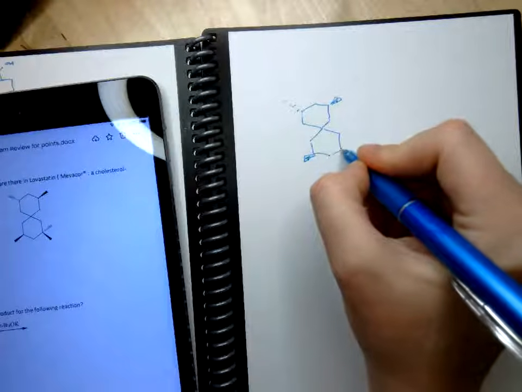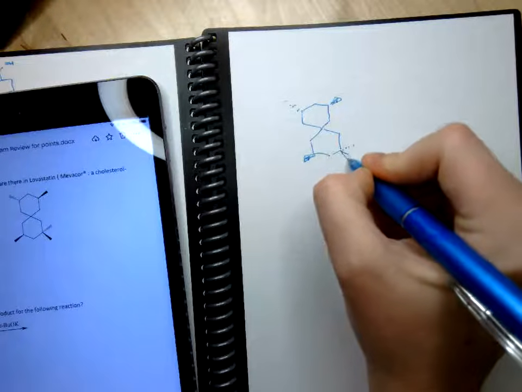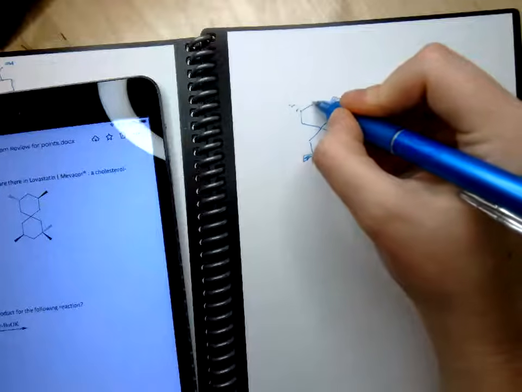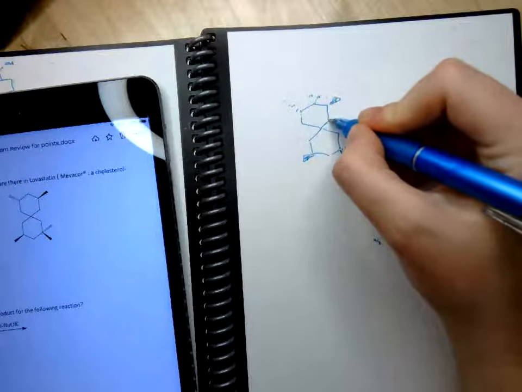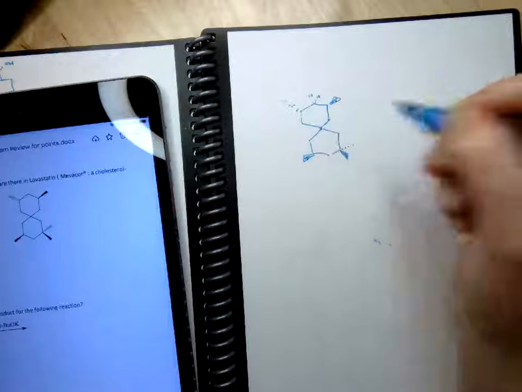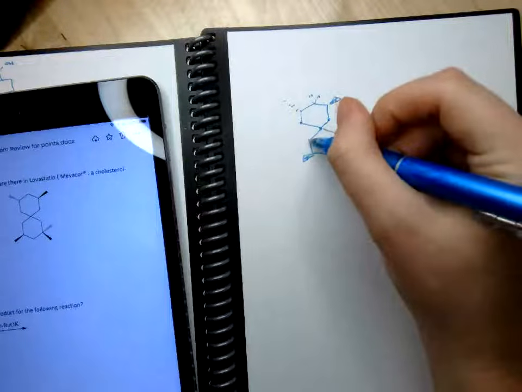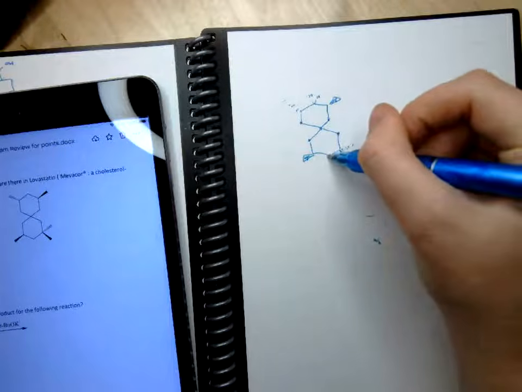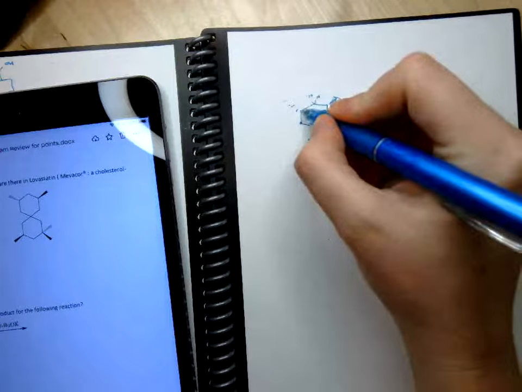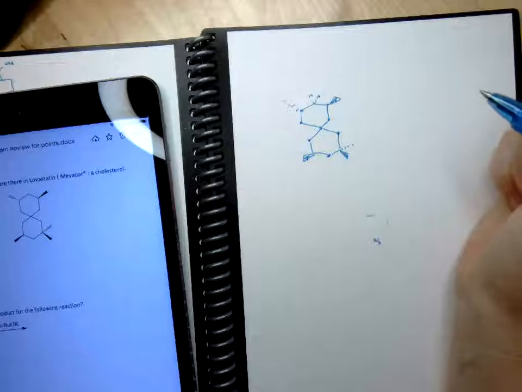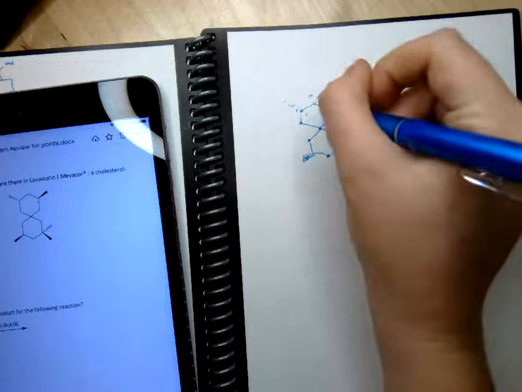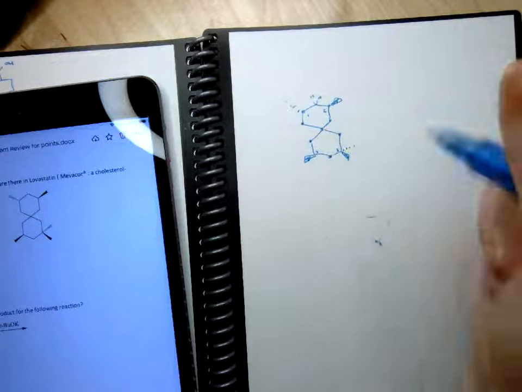There are wedges and dashes drawn in actually to make this a little bit easier. There's 2 hydrogens here, 2 hydrogens here. There's already 4 bonds to carbon there, so we don't need to worry about that. There's 2 hydrogens here, 2 hydrogens here, 2 implied hydrogens here, 2 implied hydrogens here. So there's only 4 possible chiral centers, 1, 2, 3, and 4.